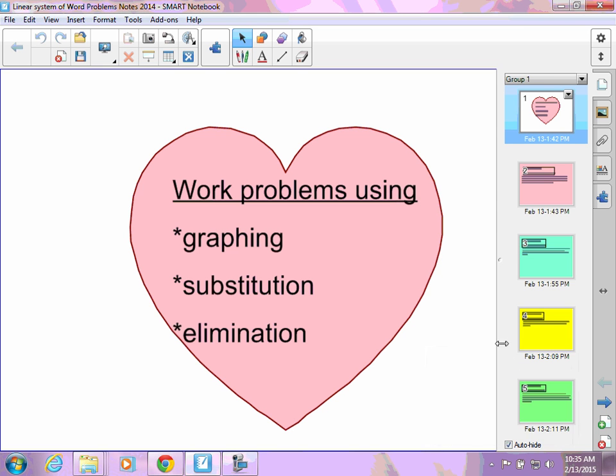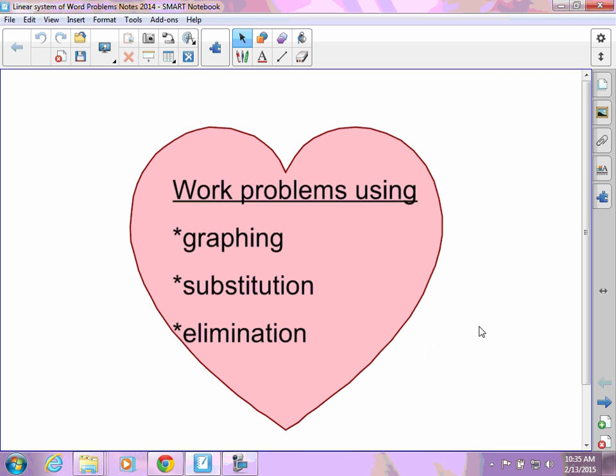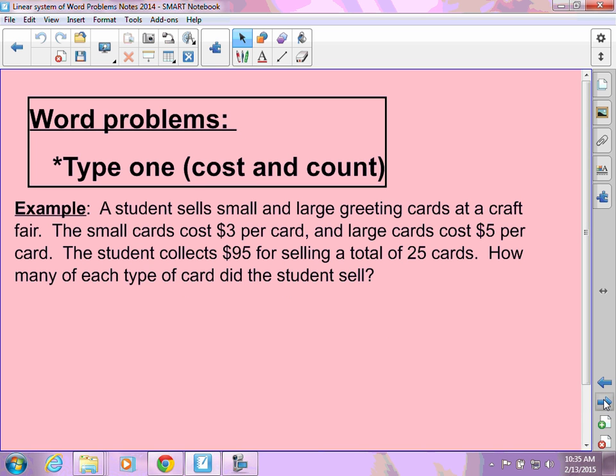Today what we're going to do is start word problems. We're going to be using graphing, substitution, and elimination when we do these word problems. The first type of word problem that we're going to learn is called cost and count.